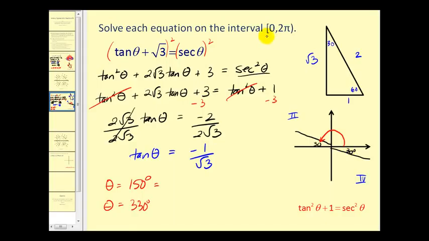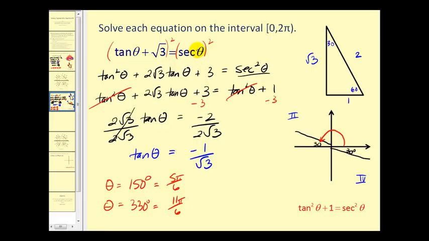Now they do ask for the angles to be in radians, so 150 degrees would be 5 pi over 6 radians, and 330 degrees would be 11 pi over 6 radians. Now we have to be careful here. When you square both sides of an equation, sometimes you get extraneous solutions, which are solutions that may appear as solutions, but they don't actually work in the original equation.